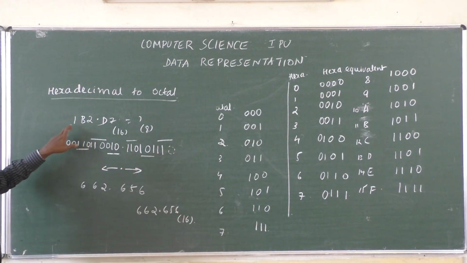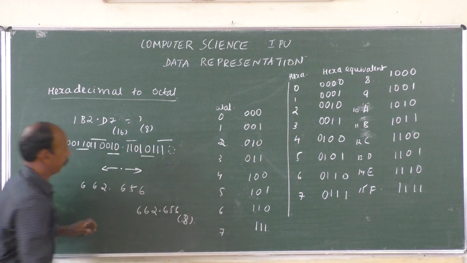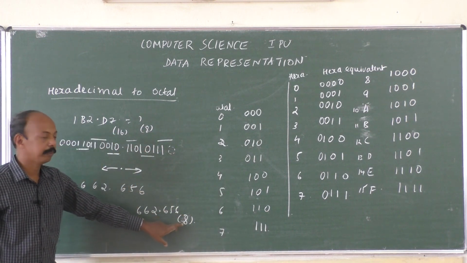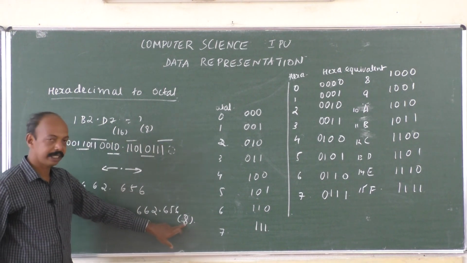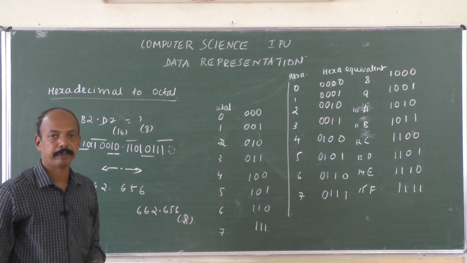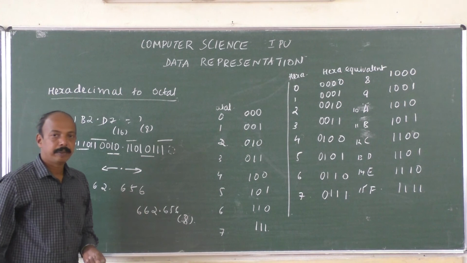That's why 1B2.D7 is equal to 662.656 to the base 8. I made a mistake here, I had written 16, it is to the base 8, because from 16 to 8 we have to convert. That's all about the conversions. Thank you.